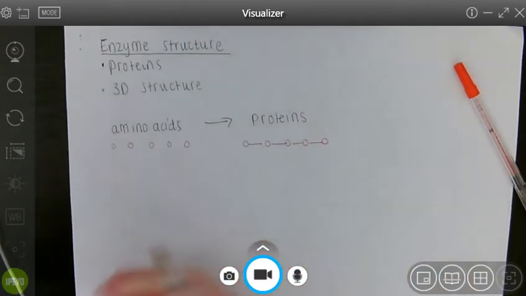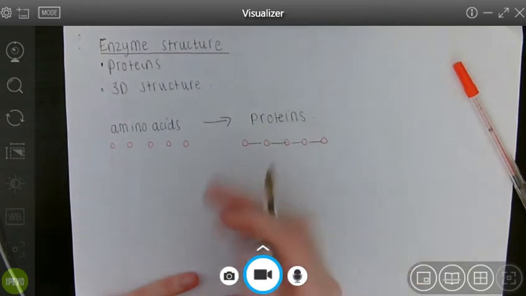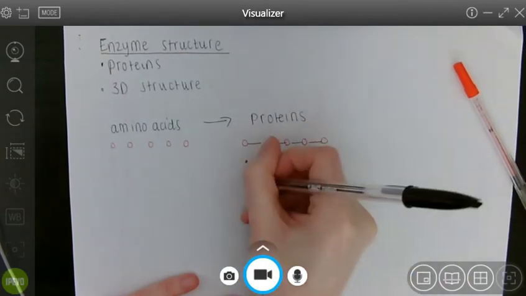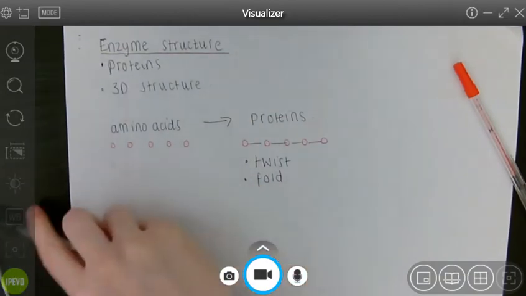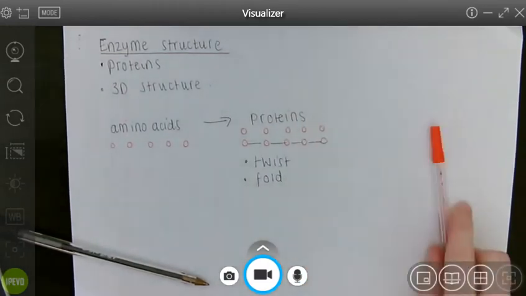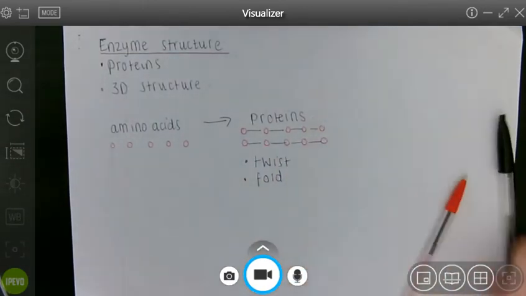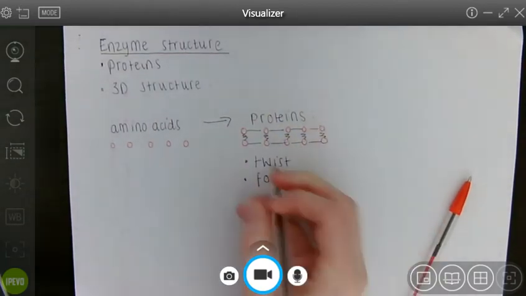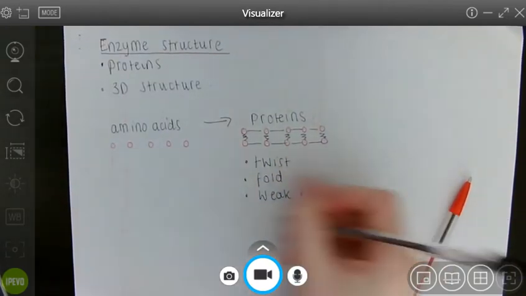It doesn't just stop there. We don't just have long strands of proteins. Something else happens. We have these protein strands, they twist and they fold. And these twists and folds between the individual strands of our proteins are held together by weak forces. So weak forces are holding together two, three, four, hundreds and hundreds of strands of proteins. So these weak forces in between, and these twists and folds, form a unique shape.